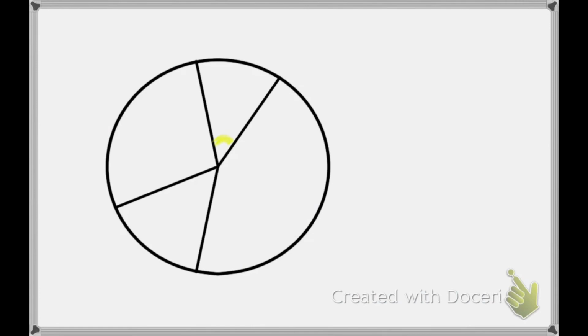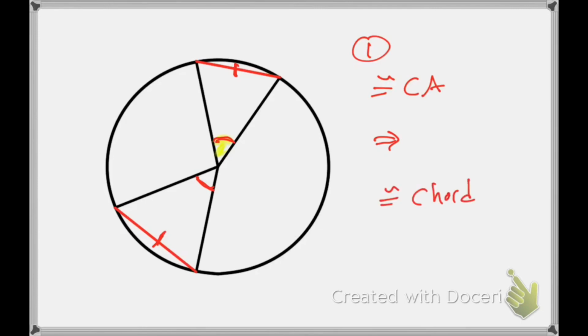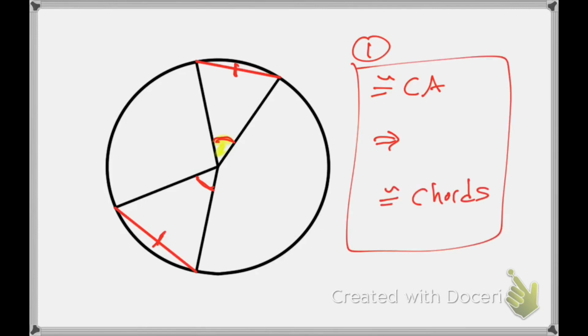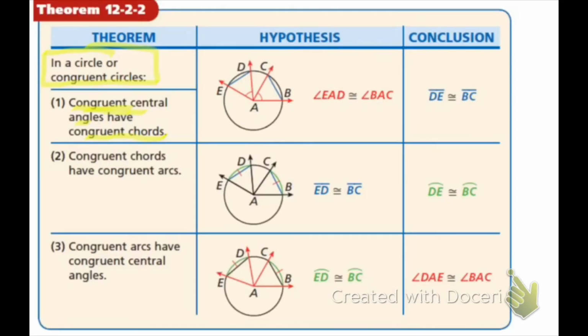So if my two angles are congruent, so if this central angle is congruent to this central angle, then the chords that are formed are also congruent segments. So that's our first one. Congruent central angles implies congruent chords. That's our first theorem right here. Number one. Congruent central angles implies congruent chords.